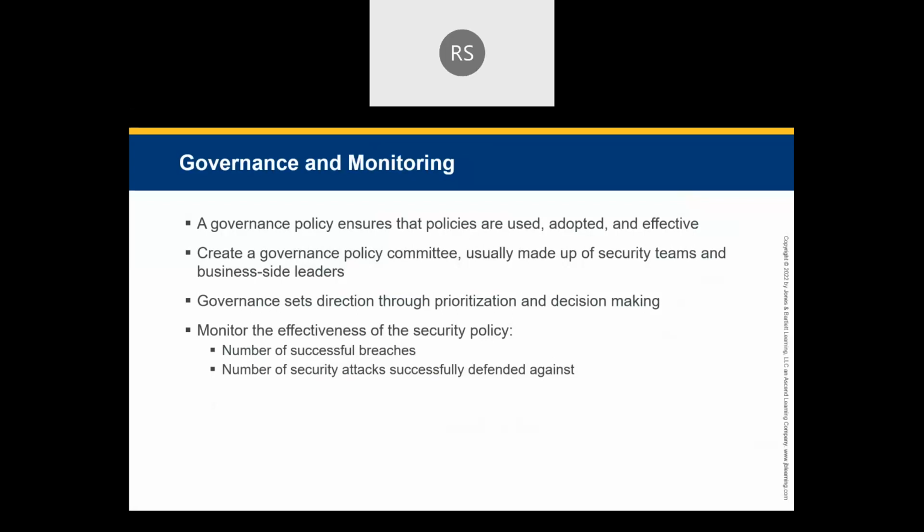Now, in addition to governance, monitoring the effectiveness of the security policies is also very important. It allows the organizations to identify and address potential vulnerabilities and risks promptly. A couple of ways you can monitor the effectiveness of the security policy is to track the number of successful security breaches. This provides insight into the overall security posture. A decrease in the number of breaches over time indicates that the implemented policies are effective in mitigating security incidents.